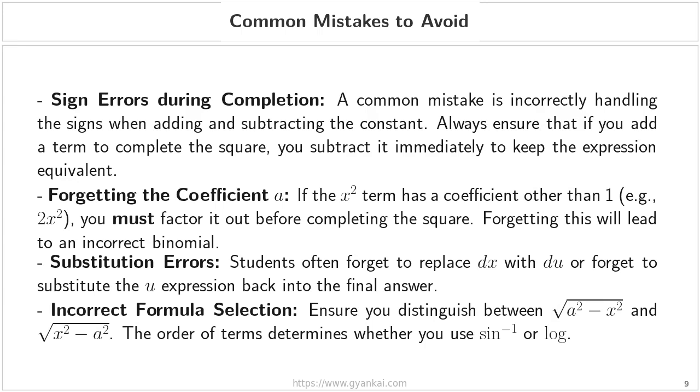Finally, incorrect formula selection. This is where knowing your standard integral formulas really pays off. When you've completed the square and have an integral involving a square root, you need to carefully look at the expression under the square root. Specifically, pay attention to the order of terms. Is it in the form of a squared minus x squared or x squared minus a squared? The order matters. If you mix those up, you'll end up using the wrong inverse trigonometric function, either arcsine, sin inverse, or natural logarithm. So keep these common mistakes in mind as you practice.